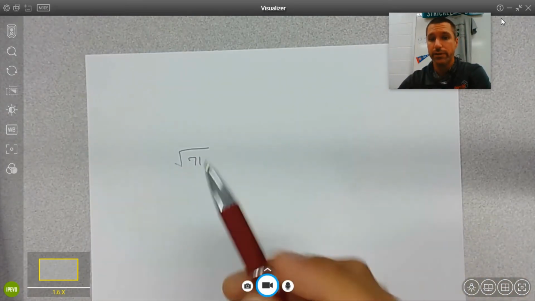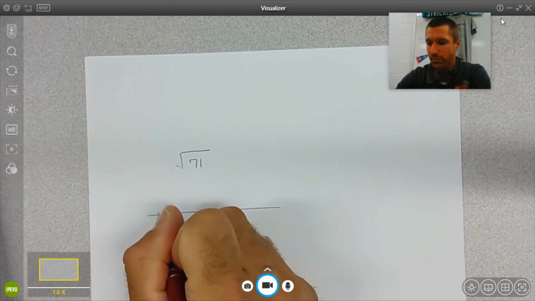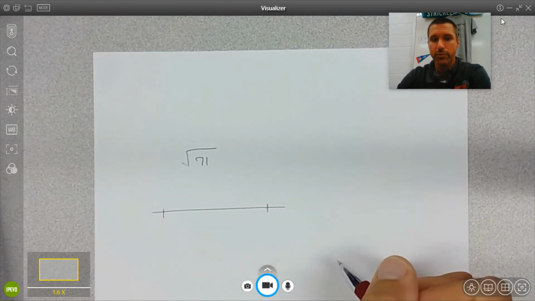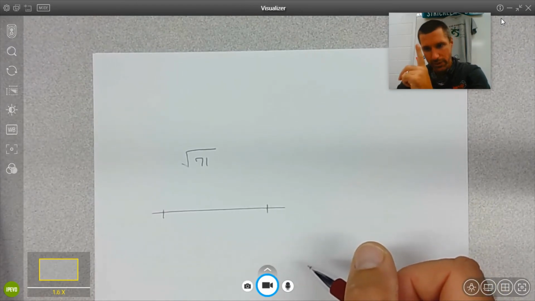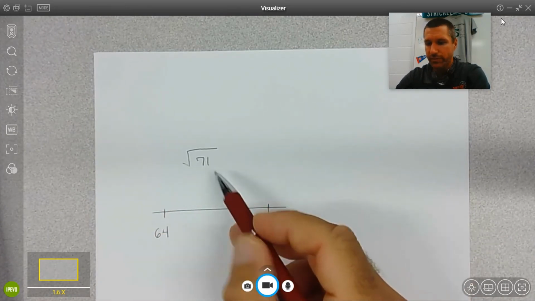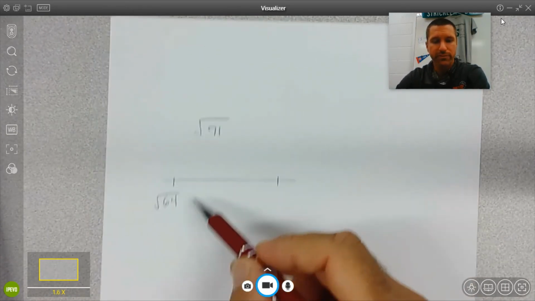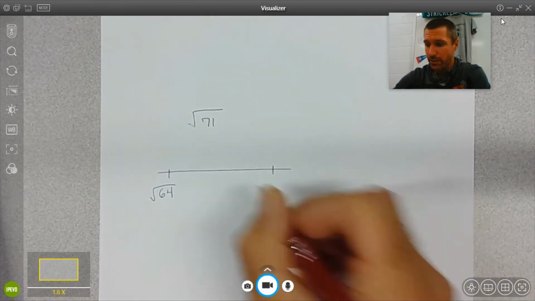And all I want to do here is place this number in between two perfect squares. So start multiplying numbers in your head, like 6 times 6 and 7 times 7, 8 times 8. Ooh, 8 times 8 is 64. That's just a little less than the square root of 71. So we'll put a square root of 64 right there. And then 9 times 9 is 81.